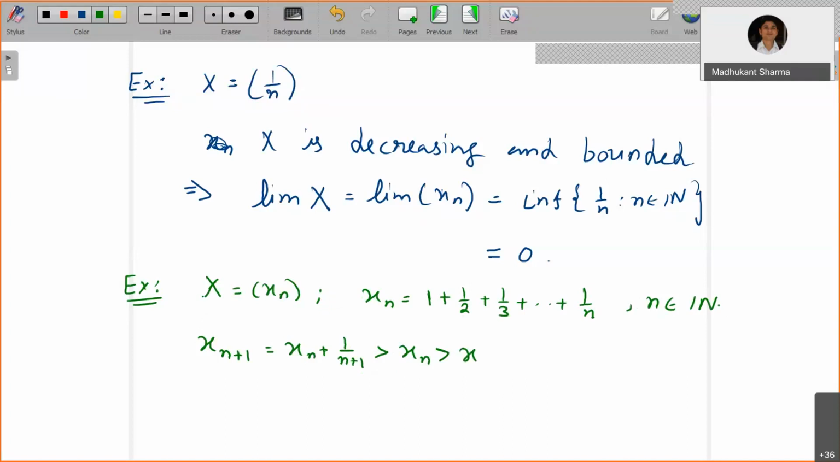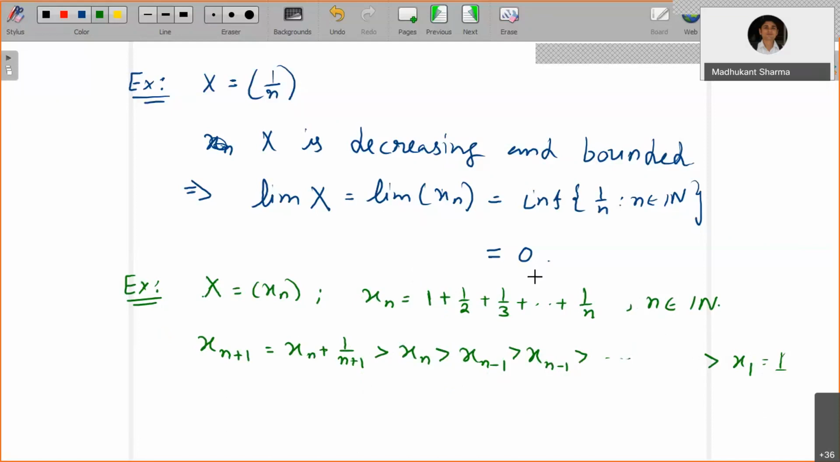Similarly, xn is greater than xn minus 1, which is greater than xn minus 2. So this is an increasing sequence, bounded below by 1, because x1 is going to be 1. So it's bounded below by x1, that is equal to 1. But what about the upper bound? Does it have an upper bound?